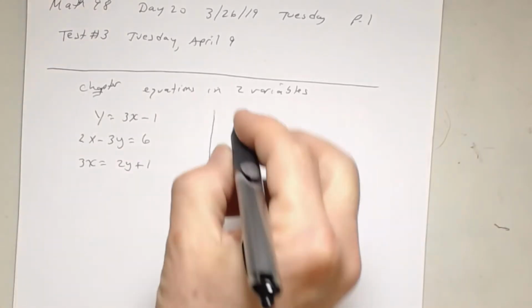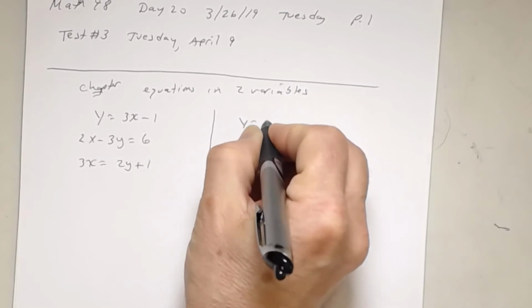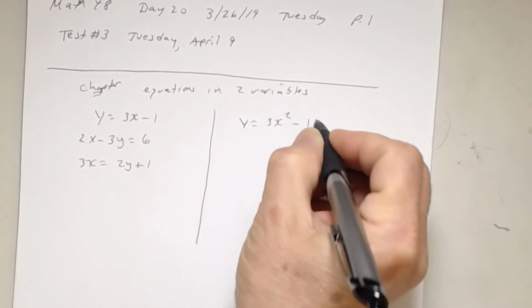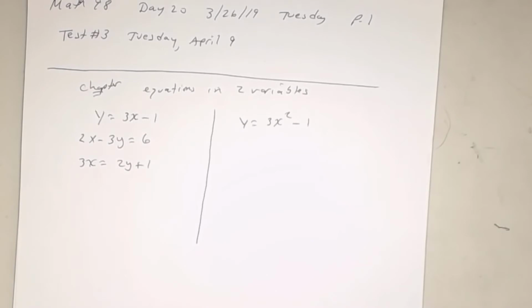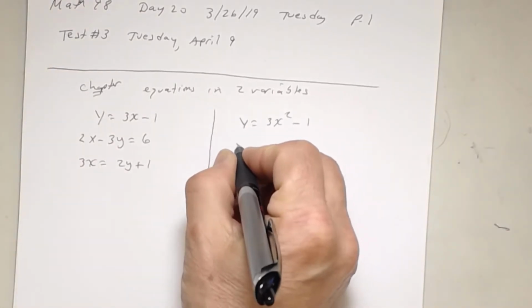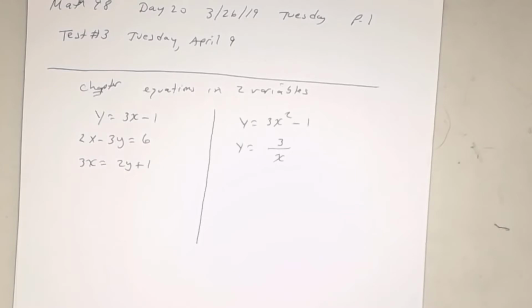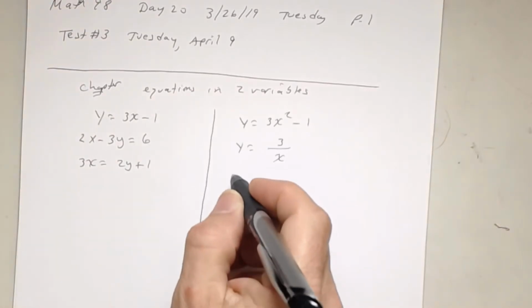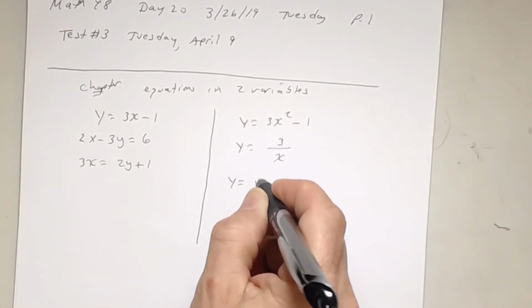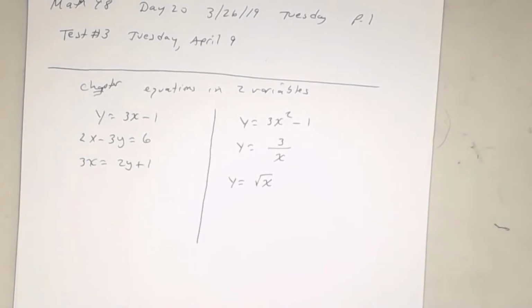In the other column, let's write this one. y equals 3x squared minus 1. That's an equation in 2 variables as well. You have the variables y and x. But notice this time, what's the exponent of the x? 2. y equals 3 divided by x. That's an equation in 2 variables. Okay? y equals the square root of x. That's an equation in 2 variables.